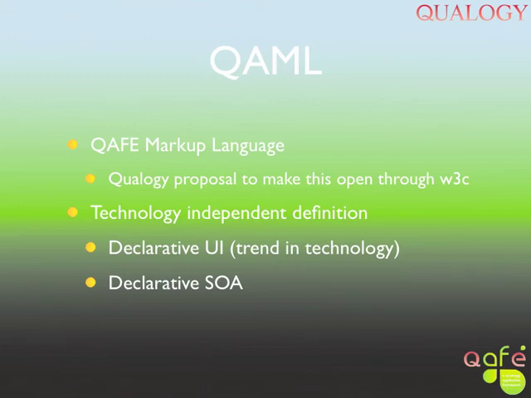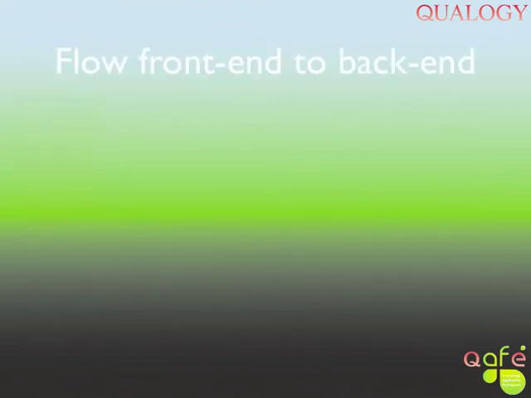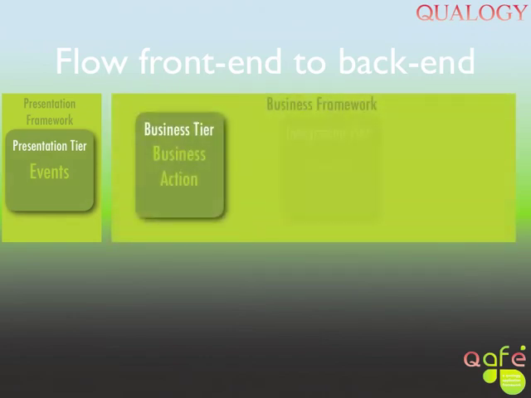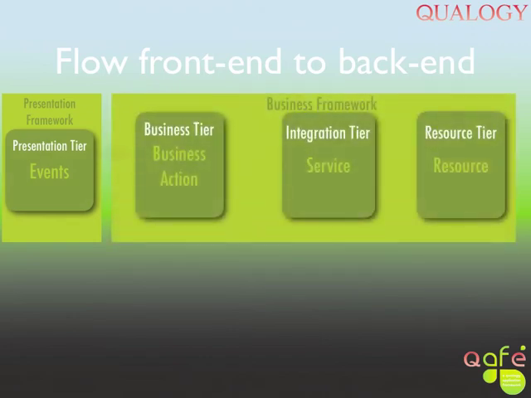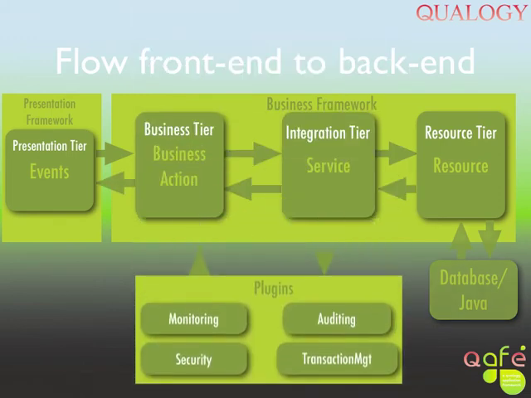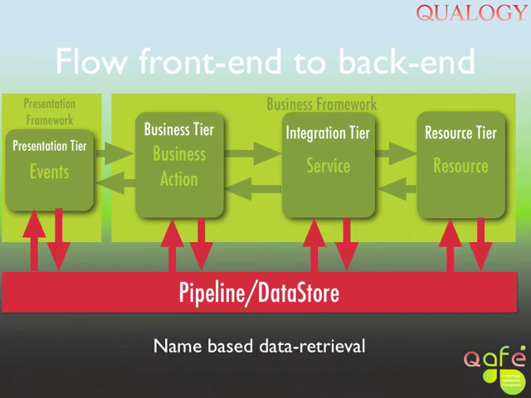Let's have a look at how the data flow occurs in QAFE. First of all, data is given importance. So the main aim is to bring the data to and fro from the backend. For that, QAFE has a storage area referred to as a pipeline or data store where the data from the layers resides. The different tiers of the business framework do the data transaction from the commonly bound pipeline. As you can see, it's done based on the name of the data variable that is used in the CAML.